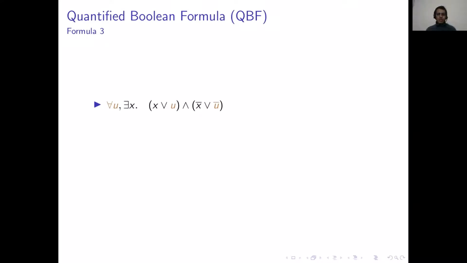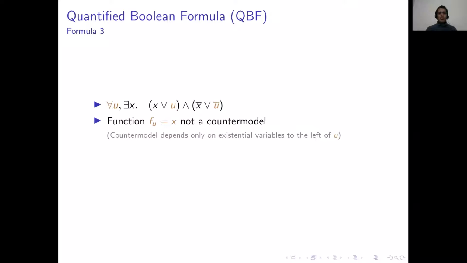Now we have another formula. Is this formula true or false? Here the u variable comes before the x variable. The first thing to notice is that the function f(u) equals x is not a counter model for this formula, because the value of the universal variable can only depend on the existential variables to the left of u, which is not the case here. In fact, this formula does not have a counter model, and this formula is true.